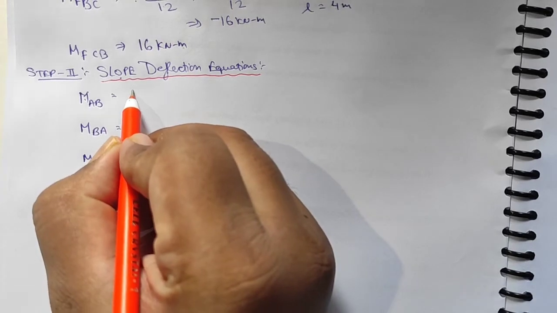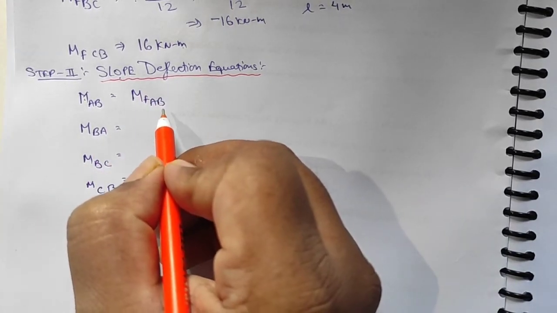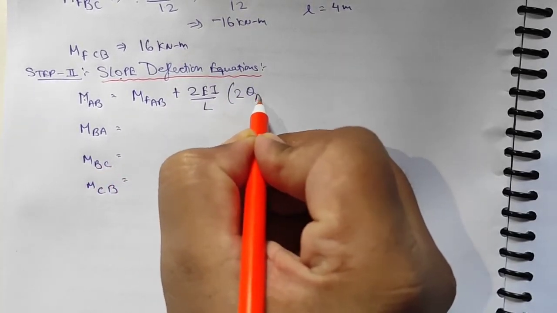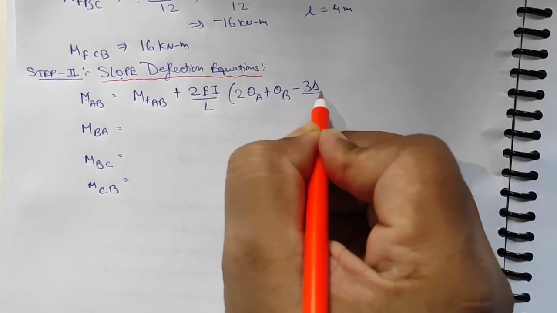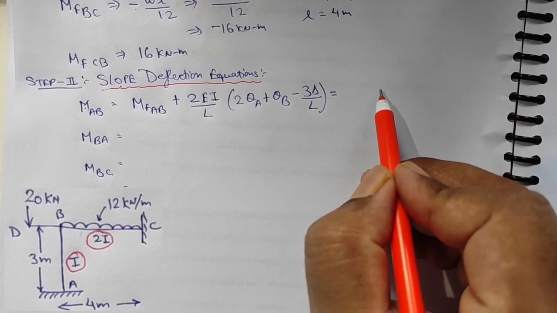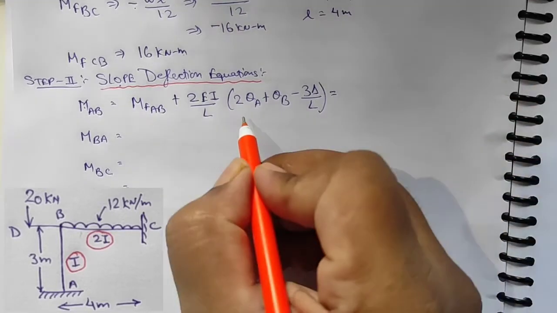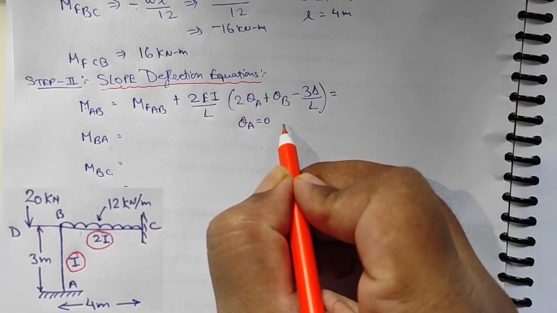So what is the formula? We know that MFAB, that is fixed end moment for the member AB, plus 2EI upon L, 2 theta A plus theta B minus 3 del upon L. So we know that here in the frame, as you can see the diagram in the screen below, the frame is having fixed ends at A and C. Therefore the rotation will be 0 at A and at C.